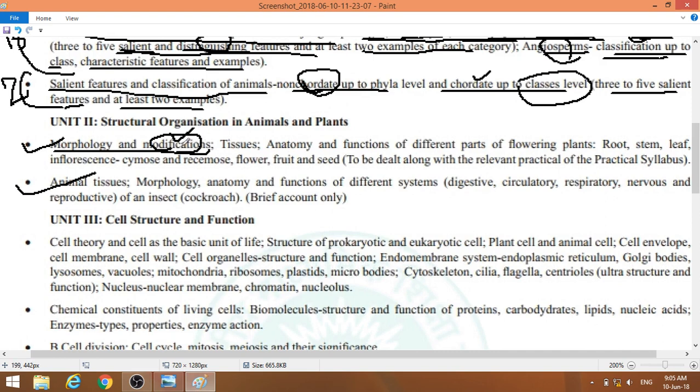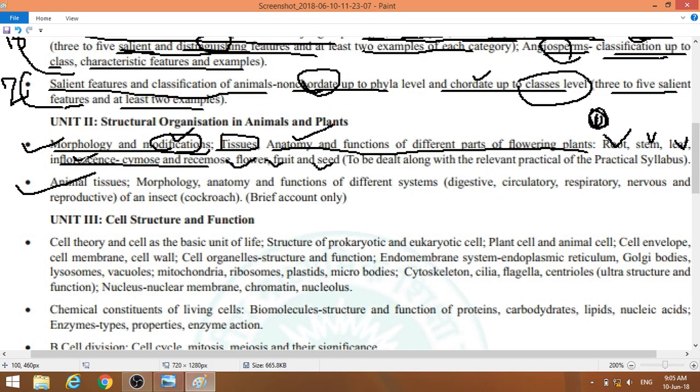Which part of the plant? Then you have to study tissues, the meristematic tissues, the permanent tissues, xylem, phloem. Then you have to study anatomy and functions of different parts of flowering plants, that is root, stem, leaf, inflorescence, flower, fruit, seed. Now anatomy of root, that is a cross section of root. There is a pith, vascular bundles, endodermis, pericycle, whatever. Then you have to study its function. Likewise for others, stem, leaf, etc.